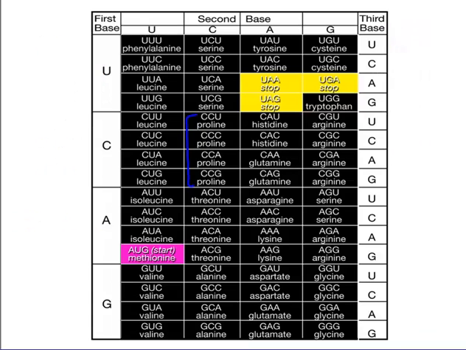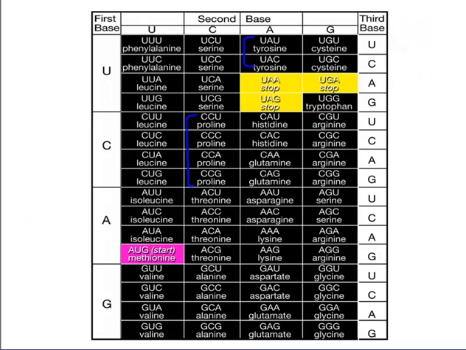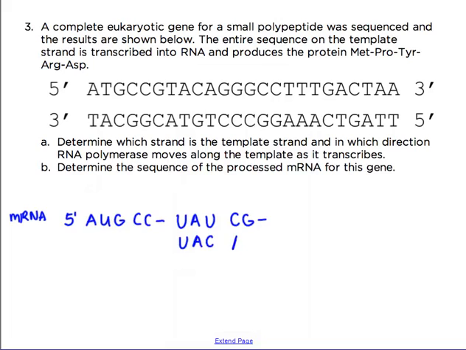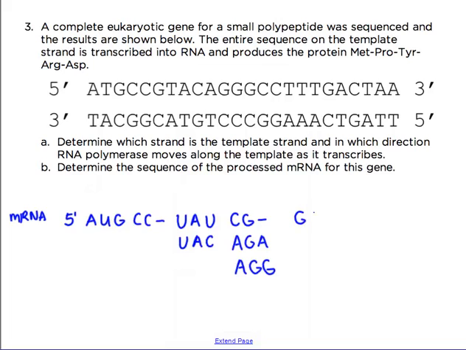Then we have tyrosine, and tyrosine can be UAU or UAC. So I will write the C down there. Then you have arginine, and arginine can be these 2 or these 4. So it could either be CG dash or it can be AGA or AGG. And then you have aspartate or aspartic acid. So aspartate here, let me just make sure those are the only 2. Okay, so it looks like those are the only 2 aspartates. So it's either GAU or GAC. And then it ends in 3'.